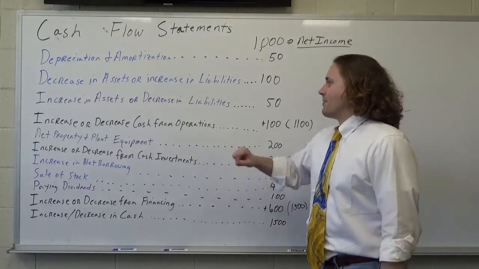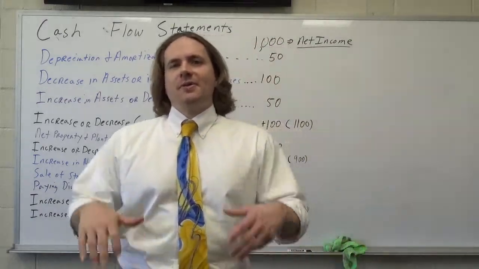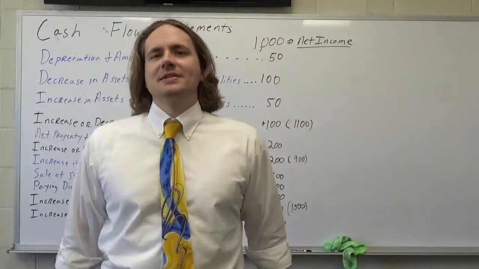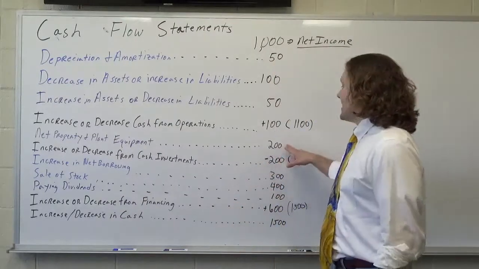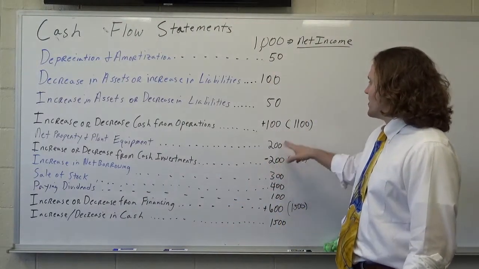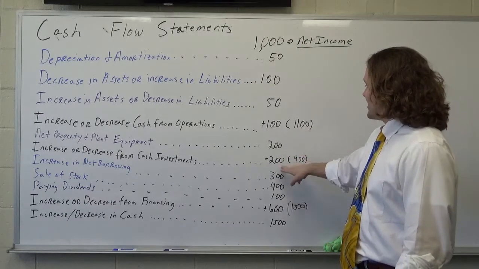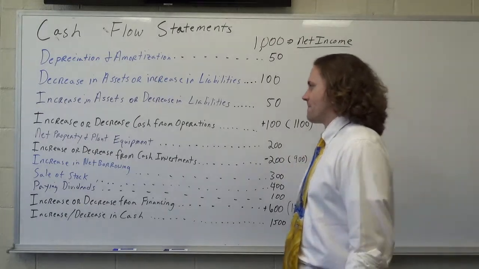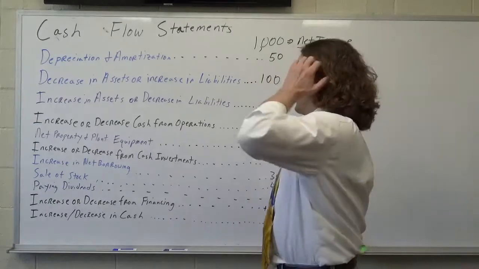Then you look at net property and plant equipment. If you're buying property, you're buying equipment, that kind of stuff, that's going to be a cash outflow, in this case of $200. So we've lost 200, or 1,100 minus 200 is going to give you 900. This also throws people off.